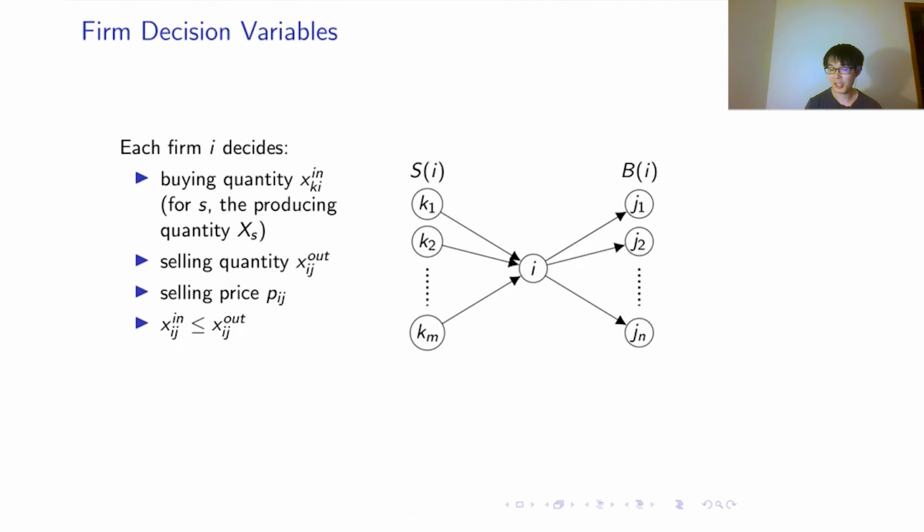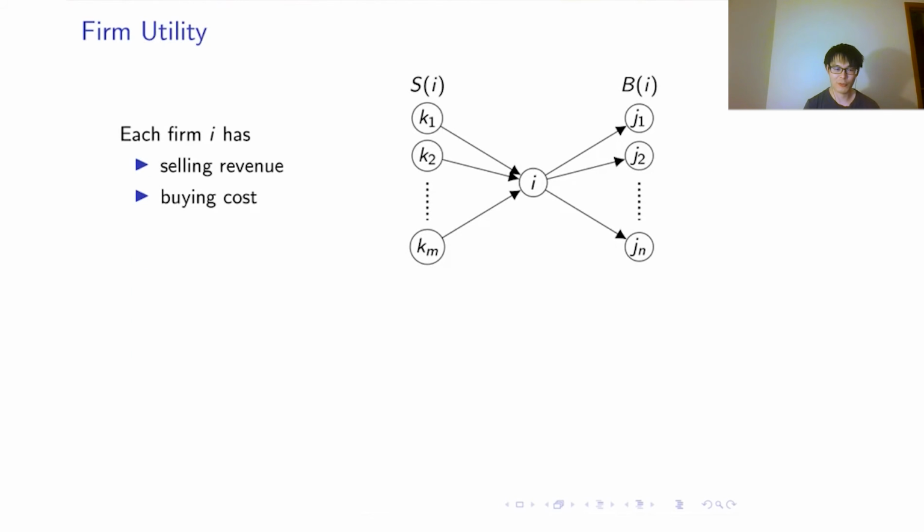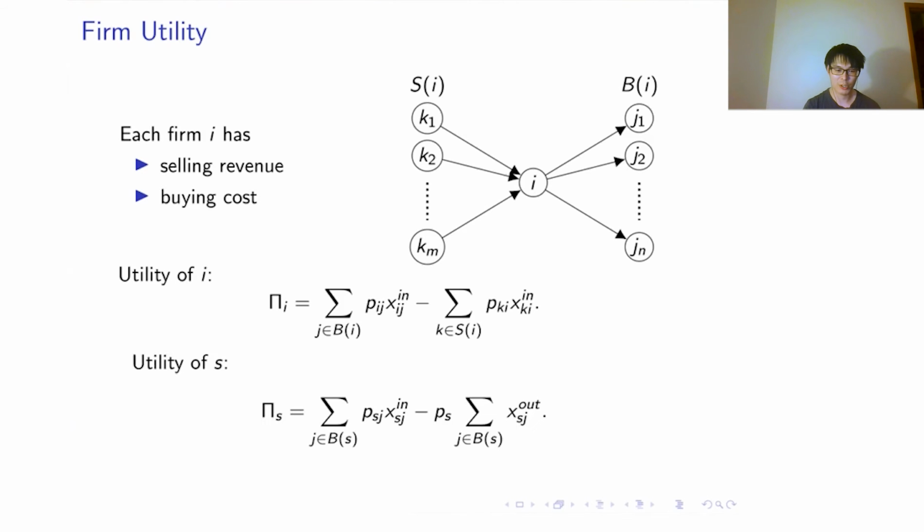We recall that the amount offered has to upper bound the amount accepted, and the ending market T just accepts everything. Okay, so we have our decision variables defined. What's the utility of a firm? So the utility of a firm consists of two components, the selling revenue and the buying cost. So the utility of the firm I is just the selling revenue minus the buying cost. For the selling revenue, it's a sum of products of the price and the amount. And the buying cost is similarly defined. The utility of S is defined in a similar way, except that the cost is replaced by the production cost.